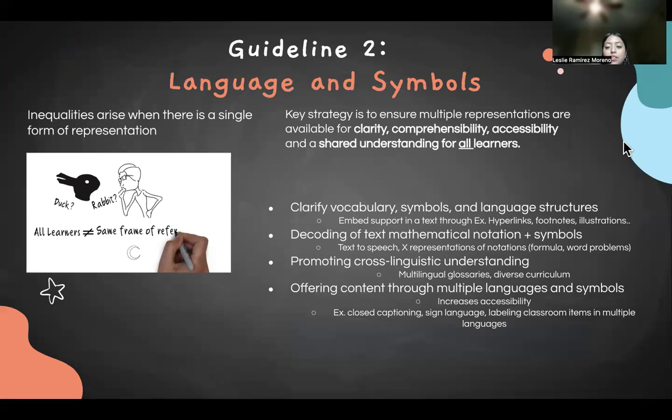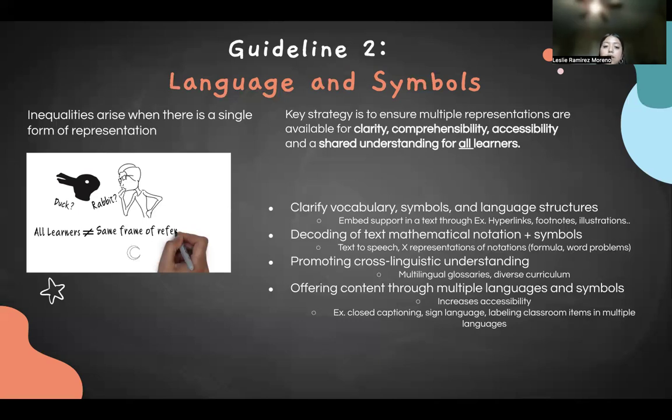So moving on to the next segment, which is language and symbols. One thing is that inequalities arise when there is a single form of representation. For example, if you look at the image in your bottom left, looking from left to right, you might think that it is a rabbit. However, if you see it from the other way, you might see that it's a duck. This represents that all learners do not have the same frame of reference. One key strategy to ensure multiple representations are available for students is clarity, comprehensibility, accessibility, and a shared understanding for all types of learners.